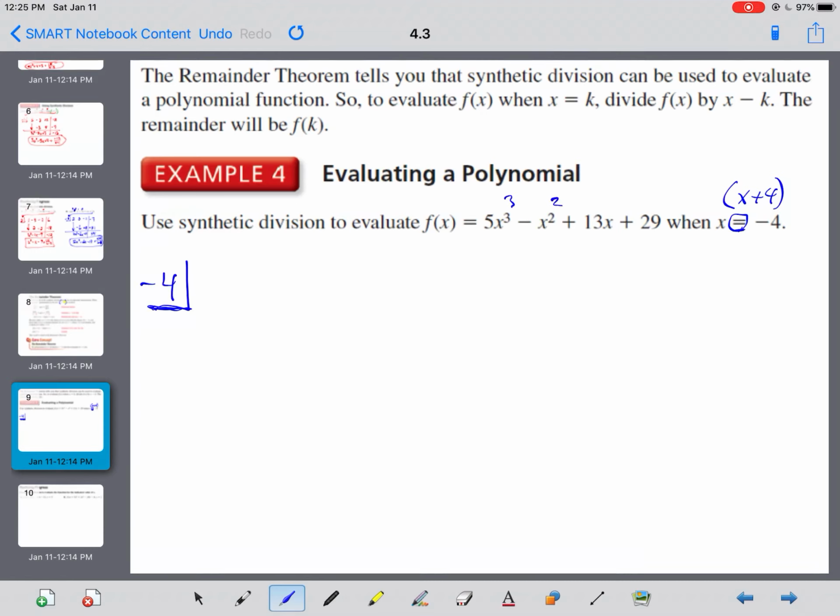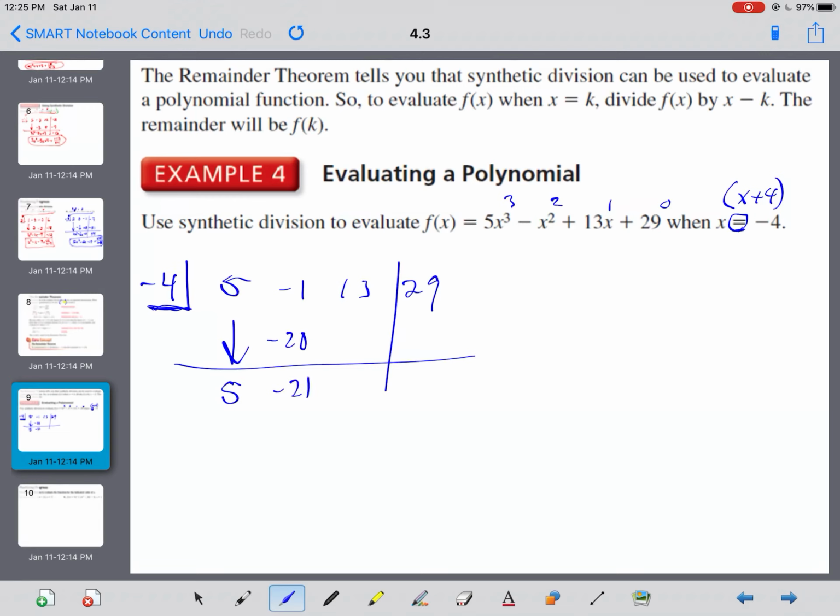Okay. And then I've got 3, 2, 1, 0. Everybody's there. So 5, negative 1, 13, 29, separate, separate. Drop my 5. Negative 4 times 5 is negative 20. Makes negative 21. Negative 4 times negative 21 is going to be positive 84. That's getting huge. All right, so 13 and 84, 3 and 4 makes 7. 1 and 8 makes 9.